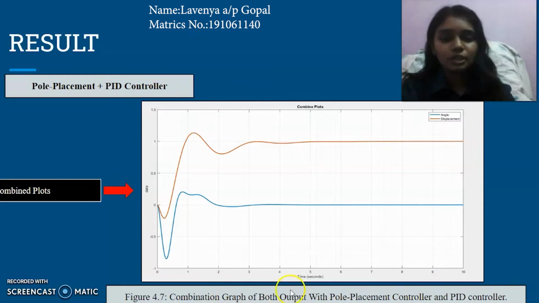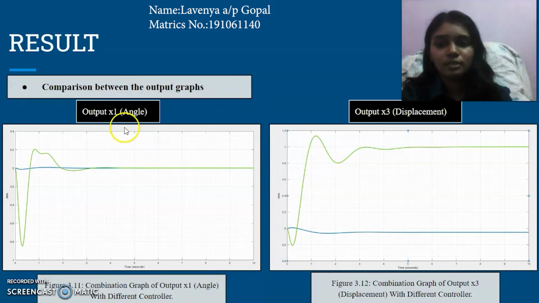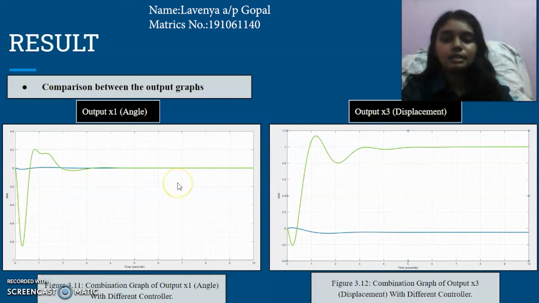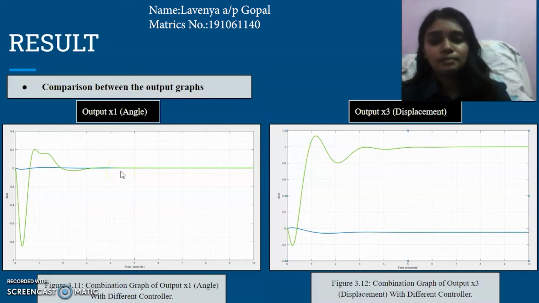This is the combination graph of both outputs with the pole placement controller and PID controller. And this is a comparison between the output graphs. This is the output for angle and this is the output for displacement. As you can see here, the green line is the graph that we obtain after using the PID controller together with a pole placement controller, whereas the blue line represents the system's graph after using a pole placement controller.